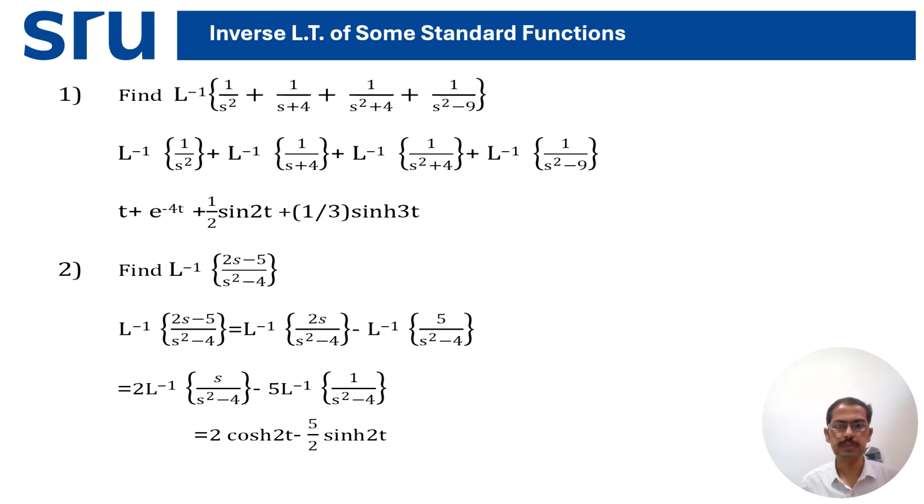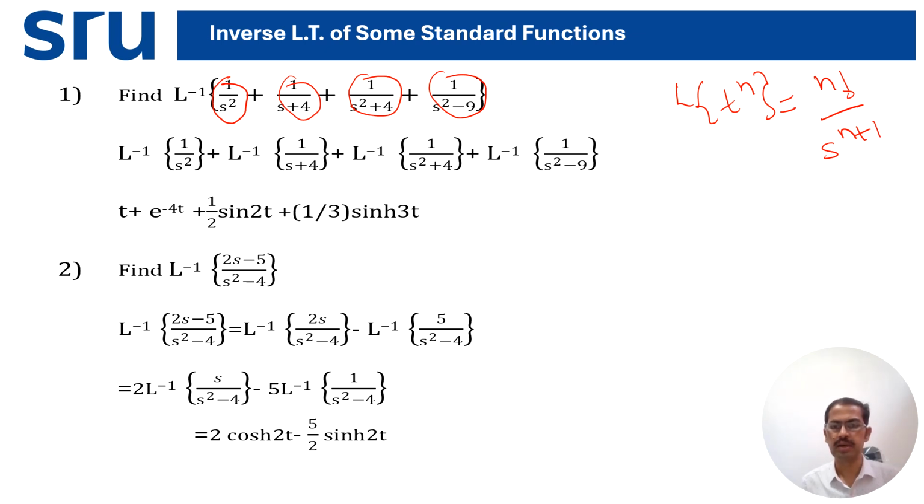Next, some formulas are simple, using formulas for simple problems here. The inverse Laplace transform of 1 by s square plus 1 by s power 4 plus 1 by s square plus 4, s square minus 9 or minus 3 square. Just separately apply the linear principle. The inverse Laplace transform of 1 by s square is t. How? You know the Laplace transform of t power n is n factorial by s to the power of n plus 1.